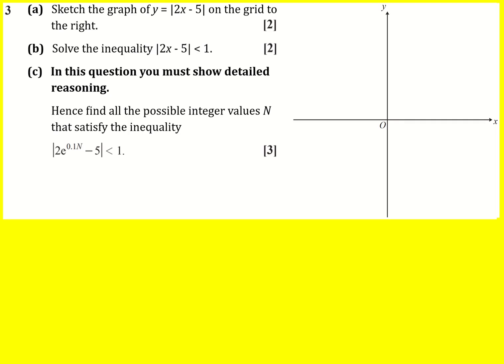Sketch the graph for the modulus of 2x minus 5 on the grid to the right. So let's look for the critical point when the inside is 0, because if it's less than 0, that's when the modulus kicks in. When it's greater than 0, that's when the modulus doesn't do anything. It's going to be 2x equals 5, so x equals 5 over 2, or 2.5.